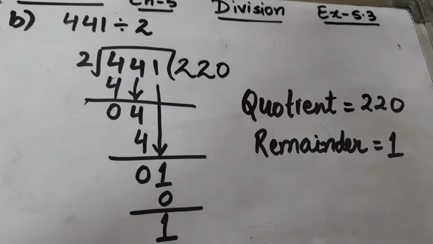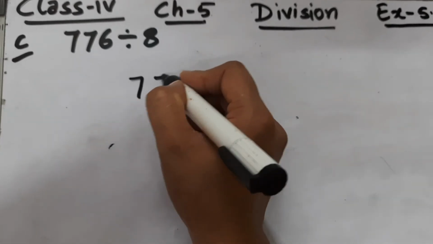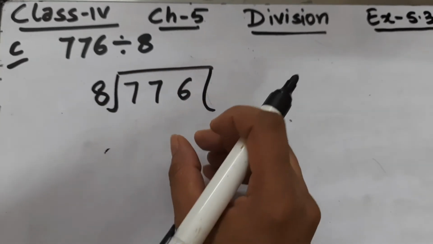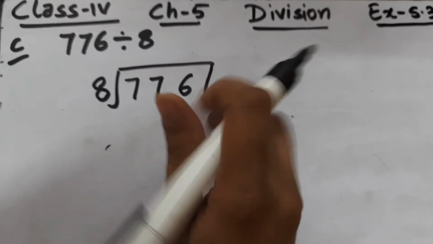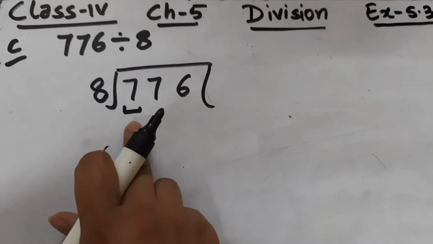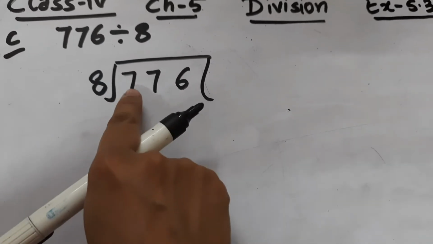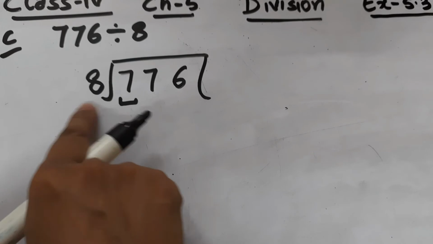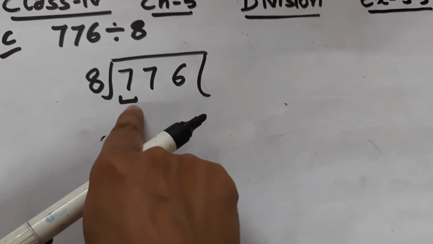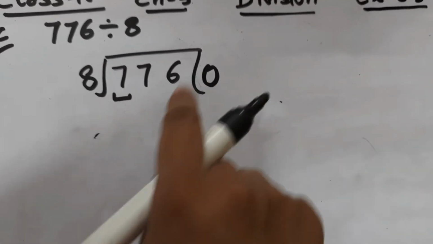Now let's start C part. C part is 776 divided by 8. We have to divide 776 by 8. See, we start with the highest place value digit in the number, and here the highest place value is hundreds place and the digit is 7. Is 7 divisible by 8? No. 7 is not divisible by 8 because 7 is smaller than 8. So we will put 0 at the quotient because 7 is not divisible by 8.